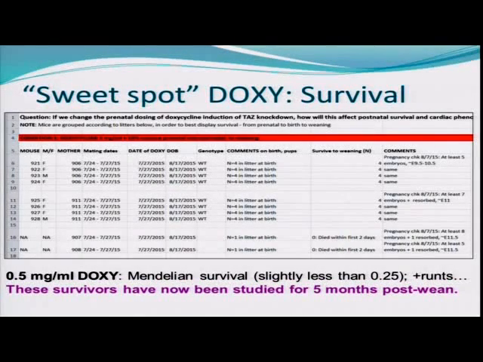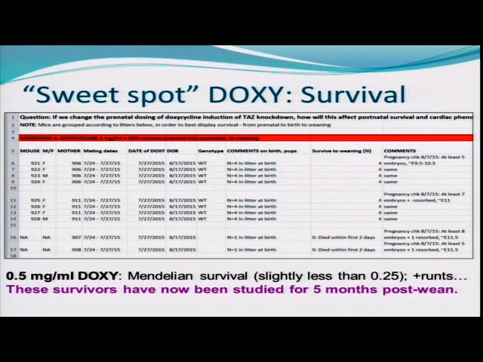And so we decided to go with that, and the rest of the data are induced with 0.5 mg per mil of doxy in the drinking water through gestation. It's like a couple days after plug, and then through gestation and through the weaning period.